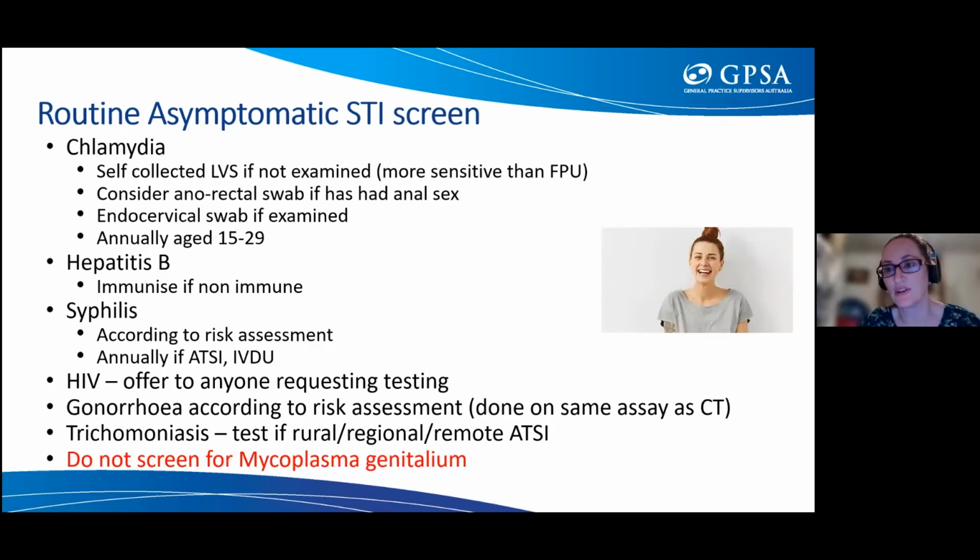Does she have some postcoital bleeding? Is there any intermenstrual bleeding? Does she have deep dyspareunia?